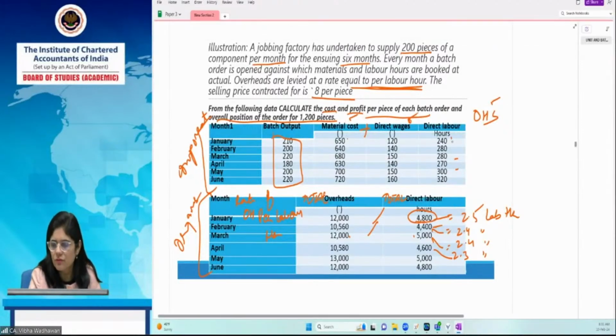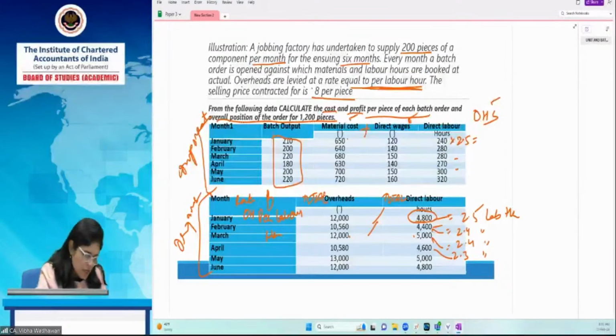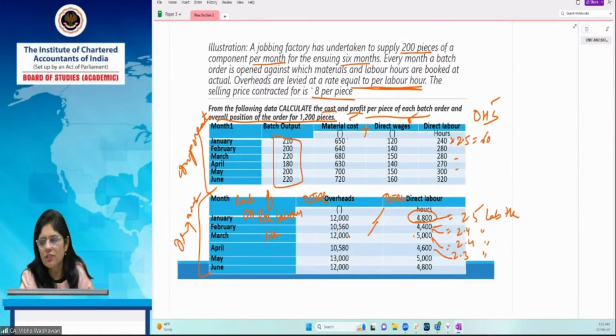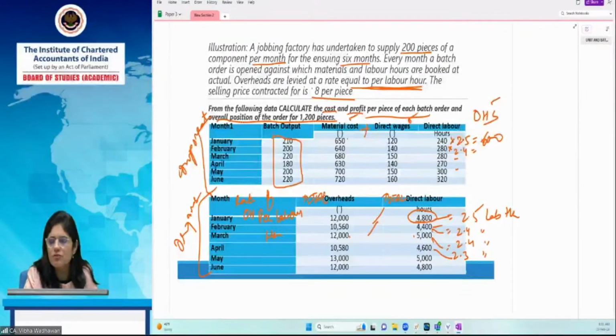That's why you should do your own calculations sometimes. Okay. So 2.5 into 240. It will be 600. For January, it will be 600. Then for February, it is 2.4. For March, again, it's 2.4. For April, it's 2.3 and so on.